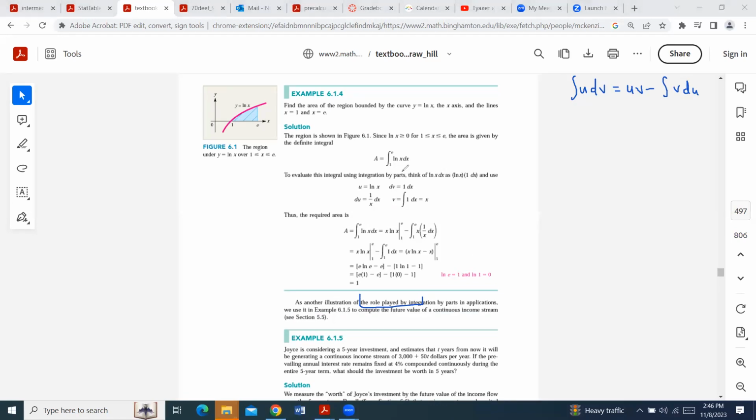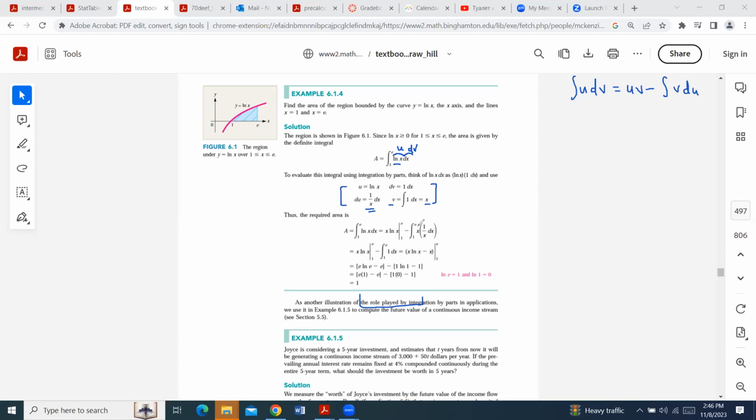For example, the integration of ln, which can only be done using so-called integration by parts. So ln we cannot integrate, but we can find its derivative, which is 1 over x. So I call ln x a u, and whatever is left, and that's just dx, as a dv. So when I integrate dv, I get v, and that's actually x. Antiderivative of 1 is x.